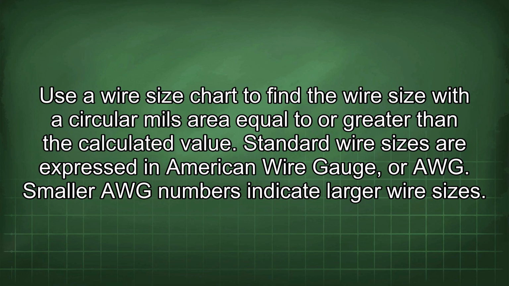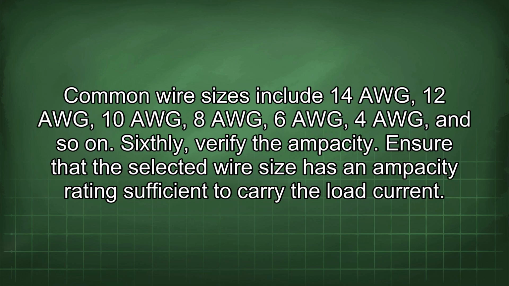Standard wire sizes are expressed in American wire gauge, or AWG. Smaller AWG numbers indicate larger wire sizes. Common wire sizes include 14 AWG, 12 AWG, 10 AWG, 8 AWG, 6 AWG, 4 AWG, and so on.